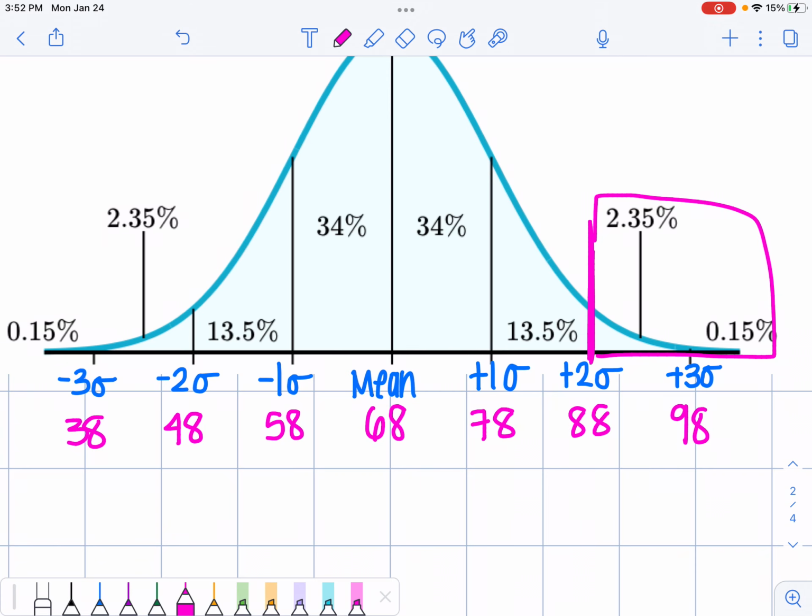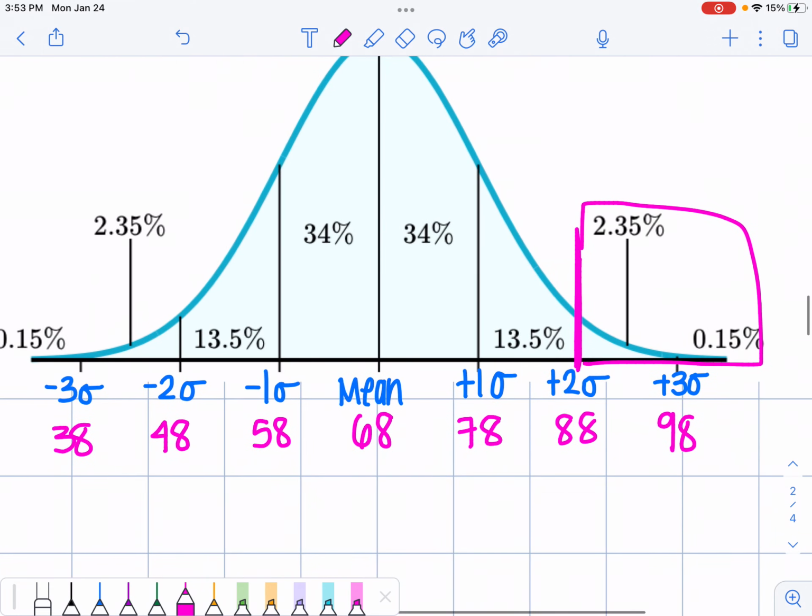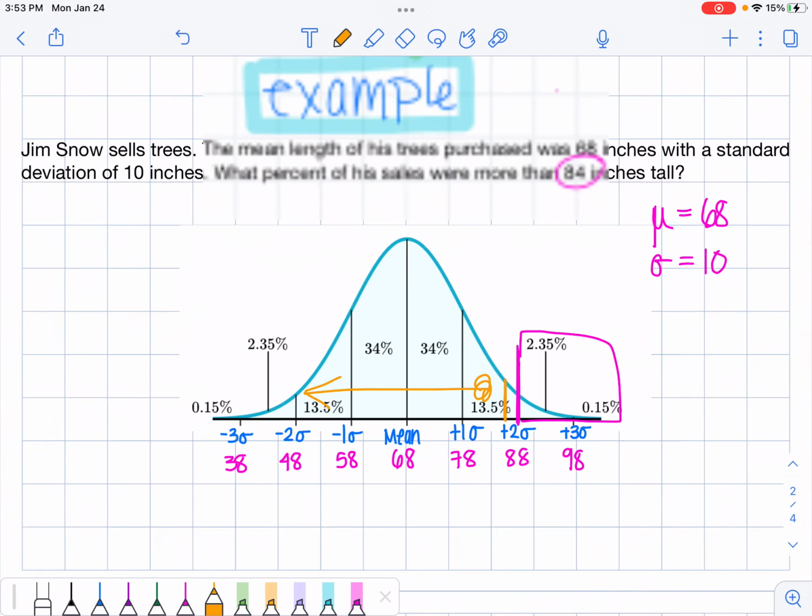We're like, okay, cool, but they want 84 inches. So 84 inches, obviously, is between 78 and 88. It's going to be somewhere probably around here. But we can't guess and say, oh, well, that's just this easy percent. What we have to do is find the z-score to help us figure out how much of the percent we're talking about for our graph. So here's what we do.